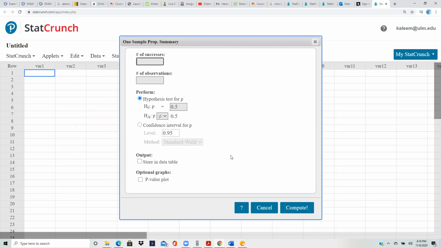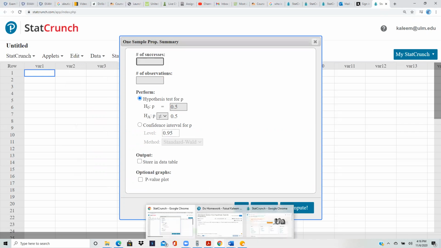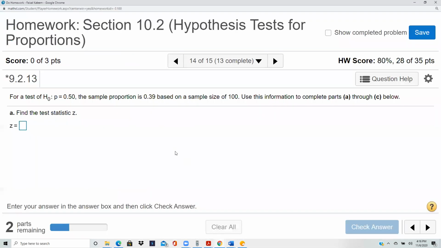Okay, so until now, when we came to this screen, we were given the number of successes and number of observations. So in this particular problem, we are not directly given the number of successes. We're given the sample size, which is the number of observations, so that's 100. And we are given the sample proportion.